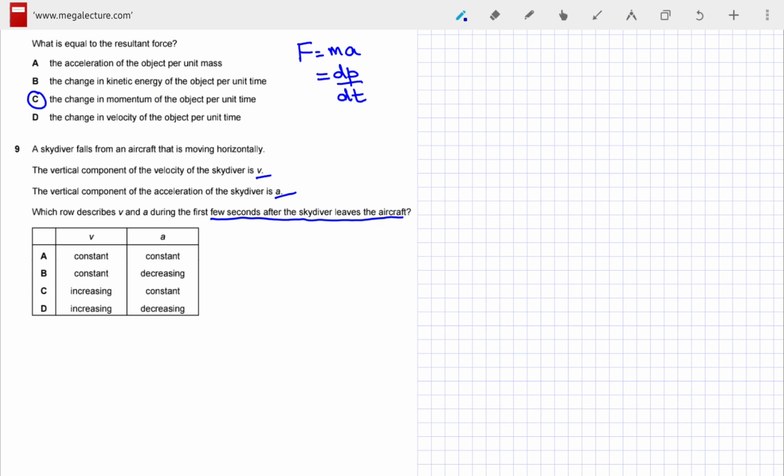And so you might think that acceleration is constant and velocity is increasing, but think about this: there is air resistance as well, right? The air resistance is going to cause the skydiver to decelerate as well, which would decrease the constant value of g, and therefore the velocity would be increasing, but the net acceleration would be decreasing. So the correct option is option D.